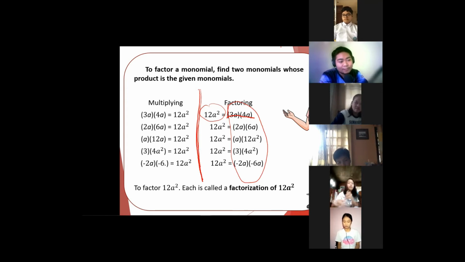Notice that the counterpart of factoring is multiplication. We just reversed it. In multiplication, this is the given, and you will get the answer 12A squared. In factoring, this would be the given, and you are going to find the answer. So it is just a reverse process. It is also necessary that mastery of rules in integers and laws of exponents is applied.